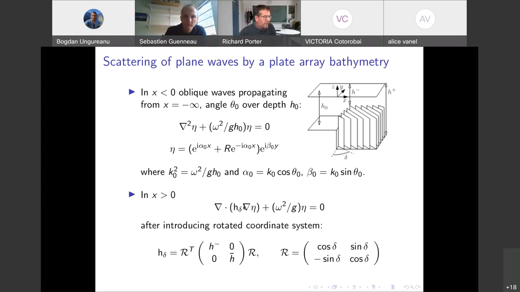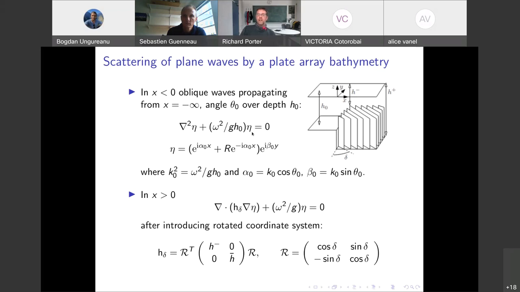Right, so let's try and do a calculation and show you some examples of how you can use this bathymetric plate array to produce some nice type of wave dynamics. This is the simplest thing that you can think about doing, which is you imagine that there's an interface along x equals zero between a semi-infinite domain to the left, x is less than zero, and a domain in x is greater than zero.